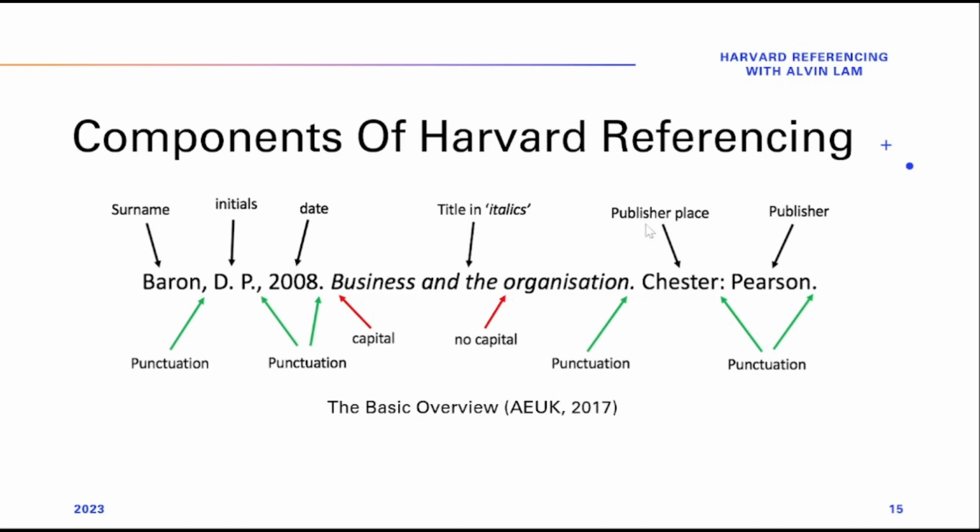Next we will have the publisher place, a colon here, and then the actual publisher, and this ends with a full stop. And that is the entire set of components of Harvard referencing.